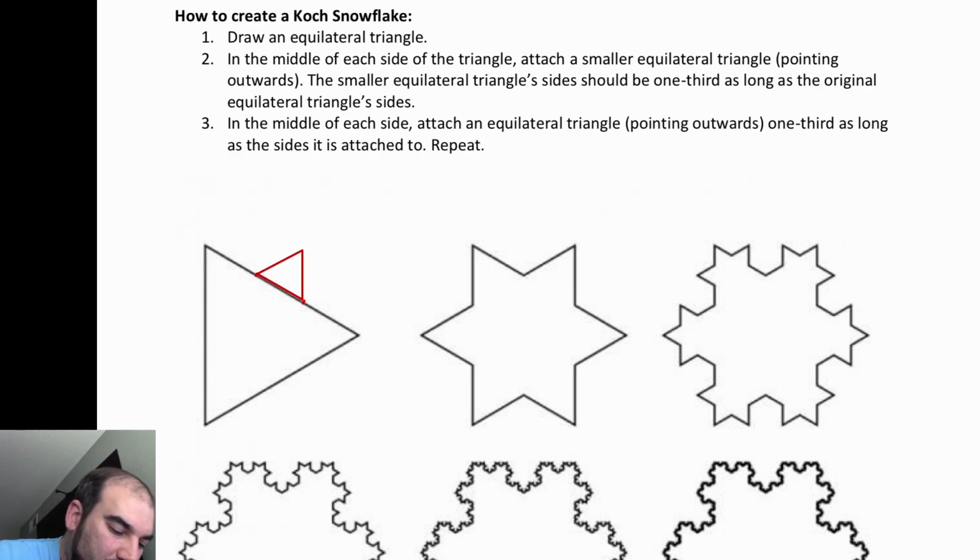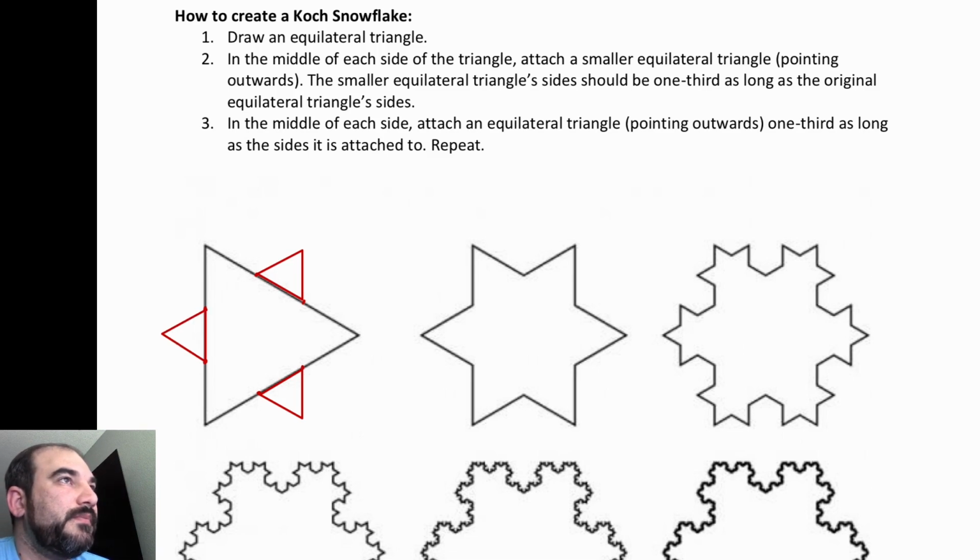All right, we're going to do that for all 3 of the sides. I'm going to take this one as well. I'm going to build an equilateral triangle on that side. That one's kind of small. And then we're going to do it on the 3rd side as well. So we're going to cut it into thirds, and we're going to build an outwards facing equilateral triangle on all 3 sides.